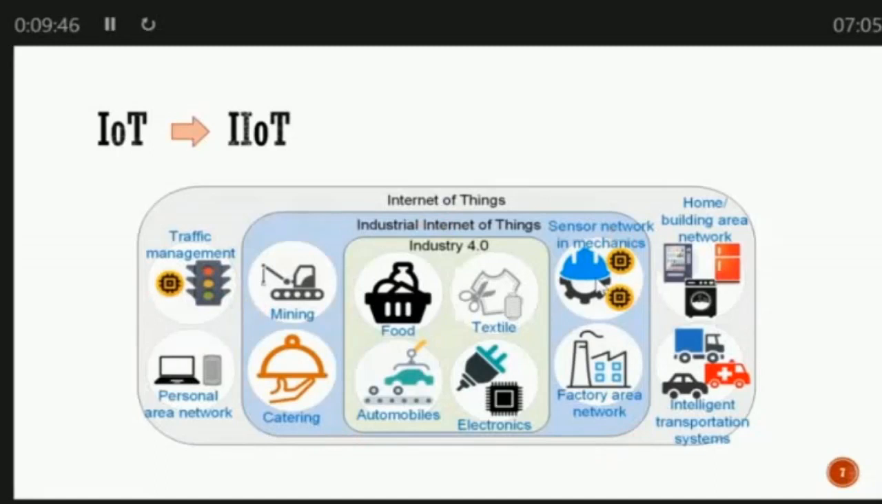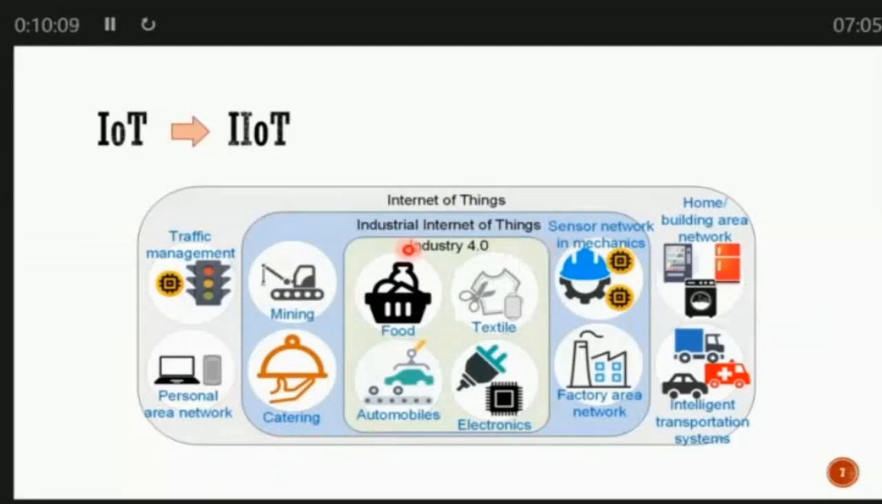So we are talking about industrial sensors, factory-related sensors. We are talking about services, for example, catering service. We are talking about mining, etc. So in industrial IoT, the IoT things are the industrial things, not anything other than industrial stuff. Okay. So this is the concept of industrial IoT. Inside industrial IoT, we have Industry 4.0.